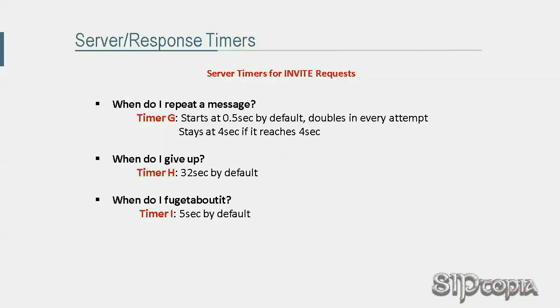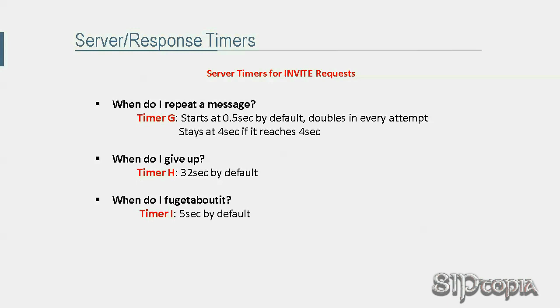Server timers for invite request test results are: 1. When do I repeat a message? If you do not receive an ACK to your 200 OK response in 0.5 seconds, send the 200 OK response again. Now double the timer here. If you do not receive an ACK in 1 second, send the 200 OK response again. This goes on with attempts after 2 seconds, 4 seconds, and stays at 4 seconds if it reaches.